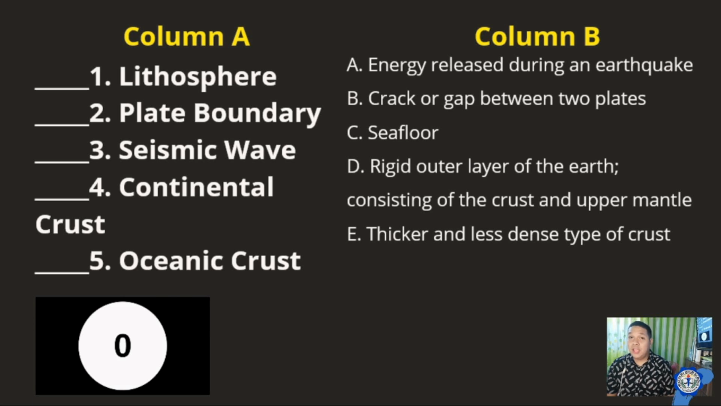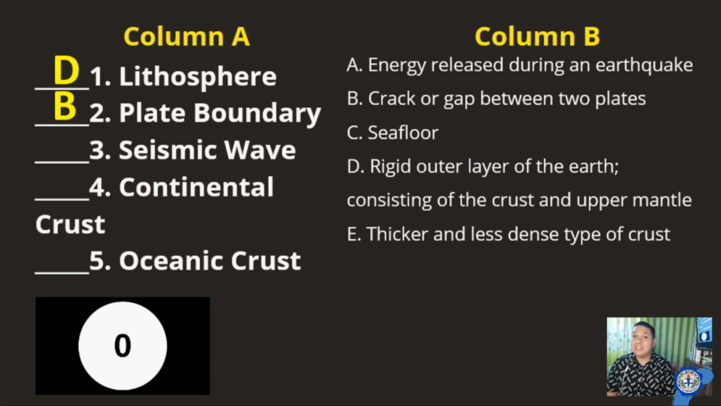Okay, time's up. So let us now answer our matching type test. For number 1, the word is lithosphere, and the answer is letter D. It is the rigid outer layer of the earth consisting of the crust and upper mantle. The second word is plate boundary, and the answer is letter B. Plate boundaries are cracks or gaps between two plates.